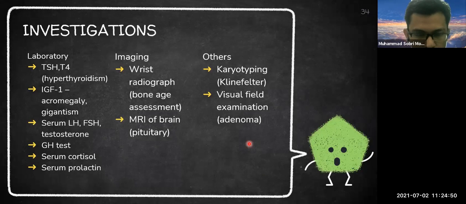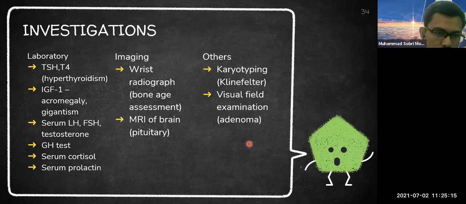And the investigation, so it can be divided into laboratory and imaging investigation. Similar to short stature, one of the possible causes is the endocrine causes. So we can do TSH and T4 tests to assess whether the patient is having hyperthyroidism, and also the level of insulin-like growth factor 1, which will be high in patient with acromegaly, also gigantism.